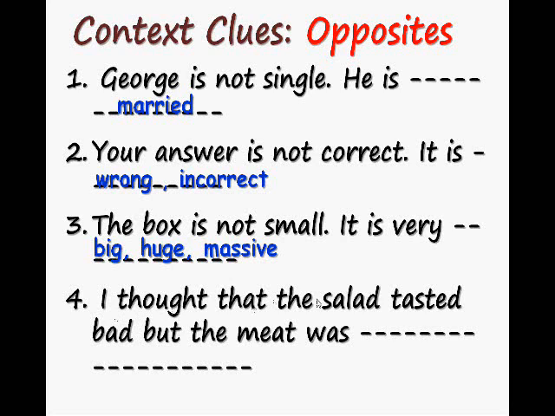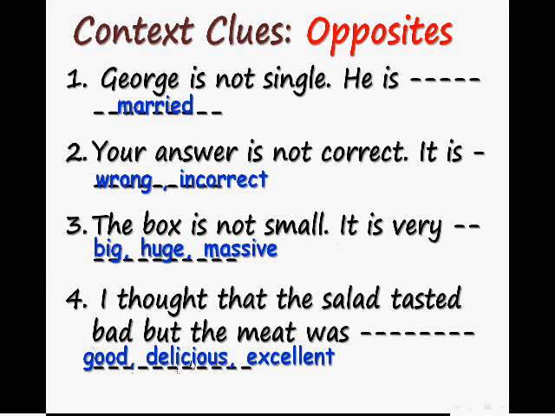Number four, I thought that the salad tasted bad, but the meat was. So again, I need to look at the opposite of bad. Why the opposite? Because I have here the connector but. And as you know from your grammar, when you use but, it means the opposite or gives you the contrast of something. So if the salad tasted bad, then the meat was what? Good, delicious, or excellent. All these words mean that the meat was nice, which is not bad. Okay? How not bad? Because you have the word but.